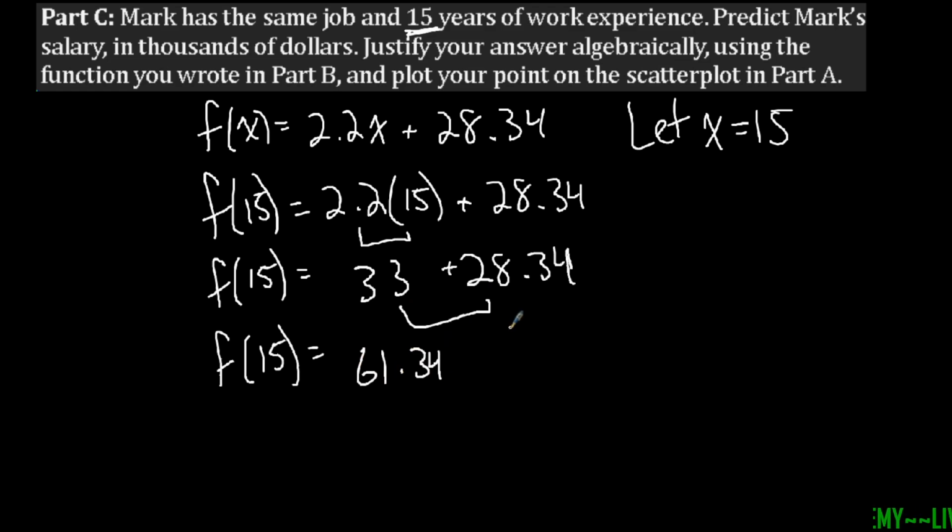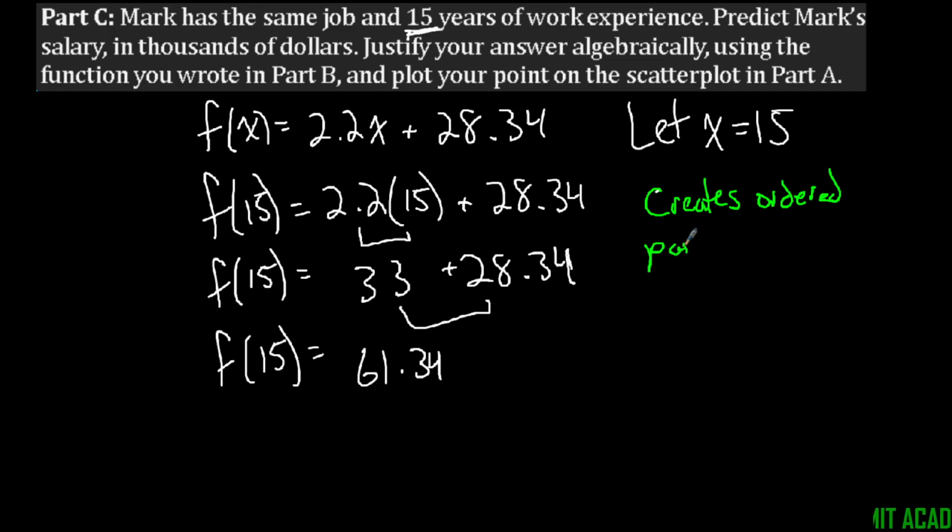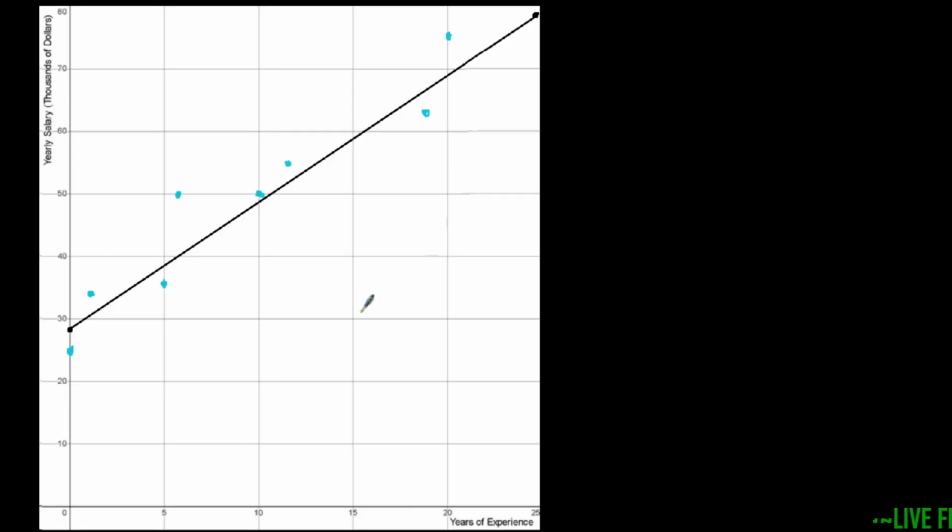And what does that mean for our problem? Well, this gives us the ordered pair, so let me do green here, and we'll say it creates an ordered pair. Again, that's the x and y value, but it creates the ordered pair 15, 61.34. And so when we go to graph it out, let me go back to our graph in part A. So we're saying 15, which is going to be right here, and it should be about 60, 61.